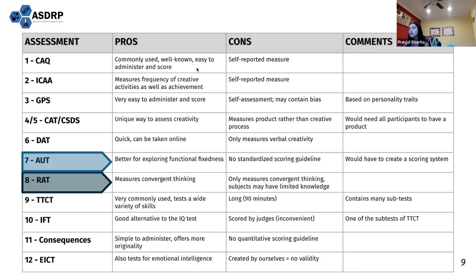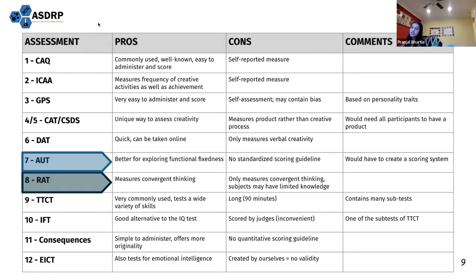But the con of these tests is that for the CAT, we need a panel of expert judges, which might not be easy for us to get. It might be a little inconvenient. And although we don't need expert judges for the CSDS, that does mean that the CSDS is not quite as reliable as the CAT or some of the other tests we're going to discuss today.